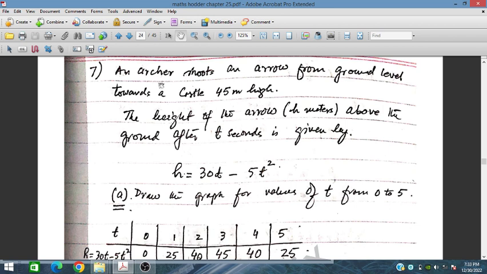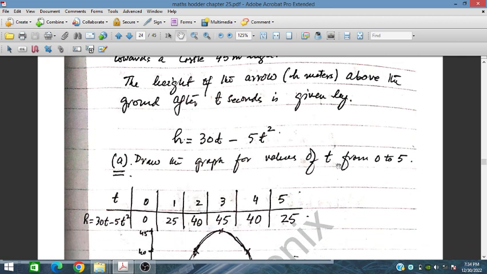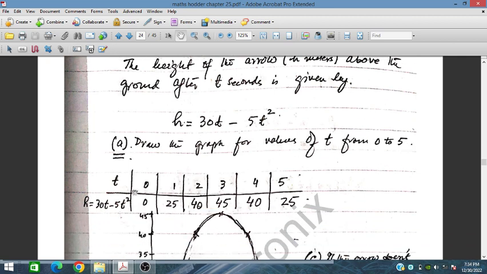So the 7th question, let's discuss this 7th question. Here we have that an archer shoots an arrow from ground level towards a castle 45 meters high, and the height of the arrow above the ground after t seconds is given by this equation. Height is equal to 30t minus 5t square. Draw the graph for the value of t from 0 to 5. T is equal to 0 to 5, and we have to obtain this height.